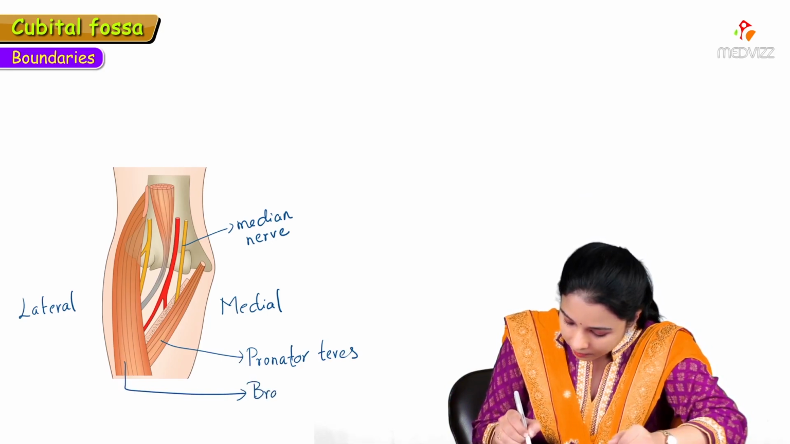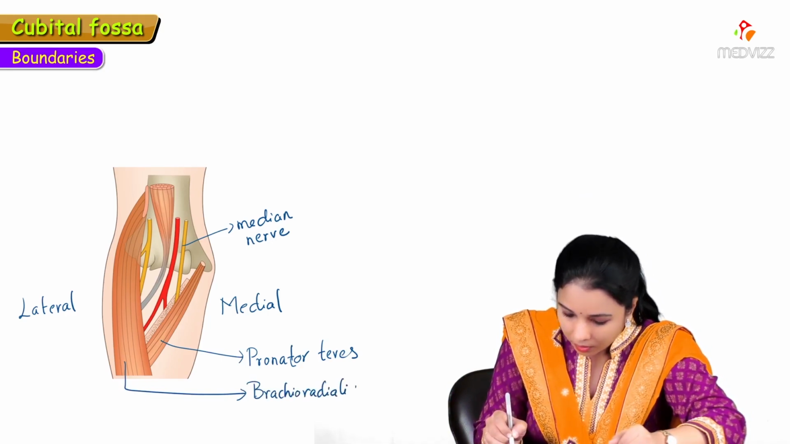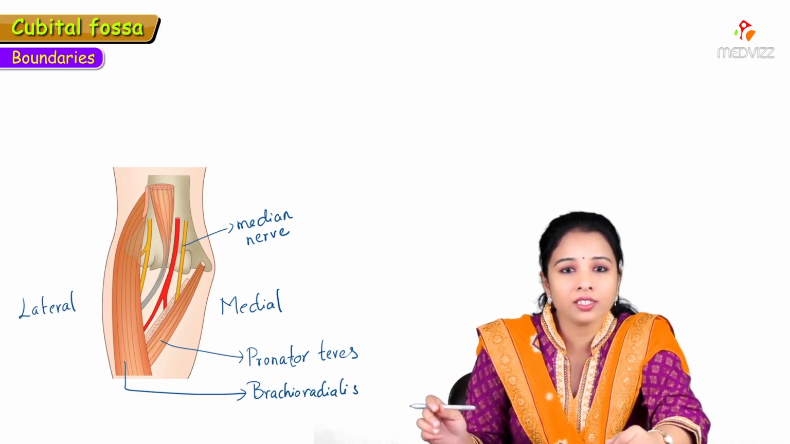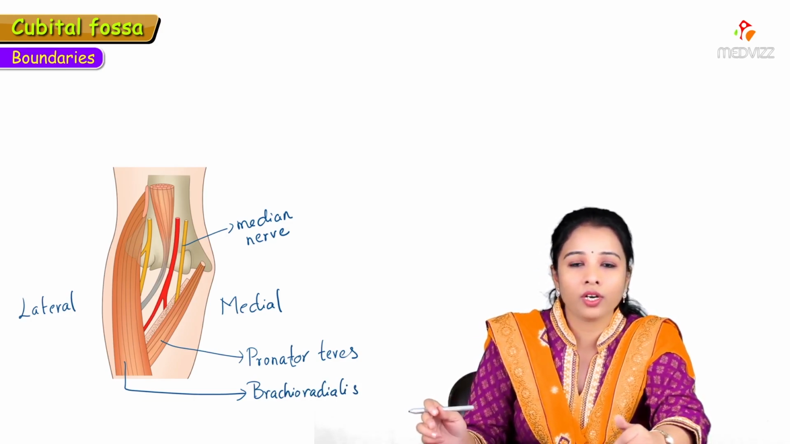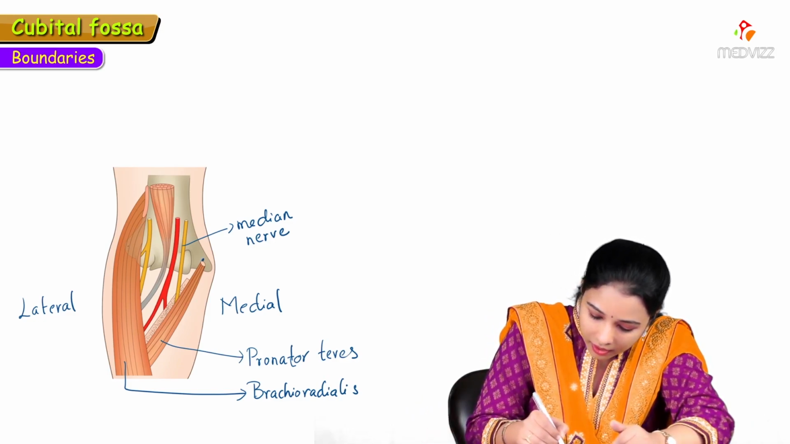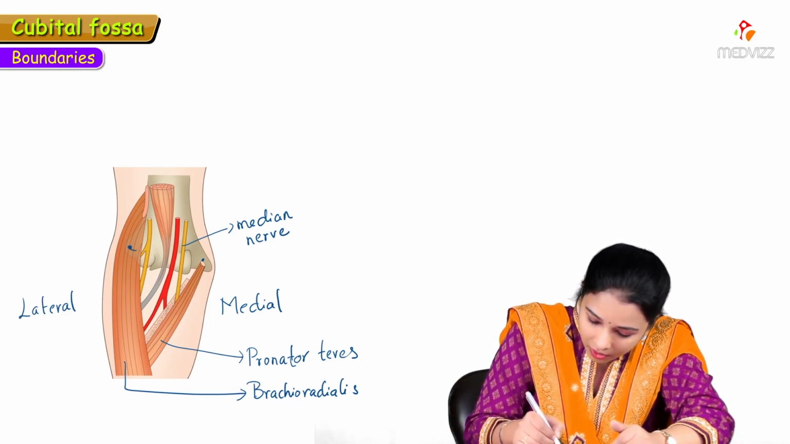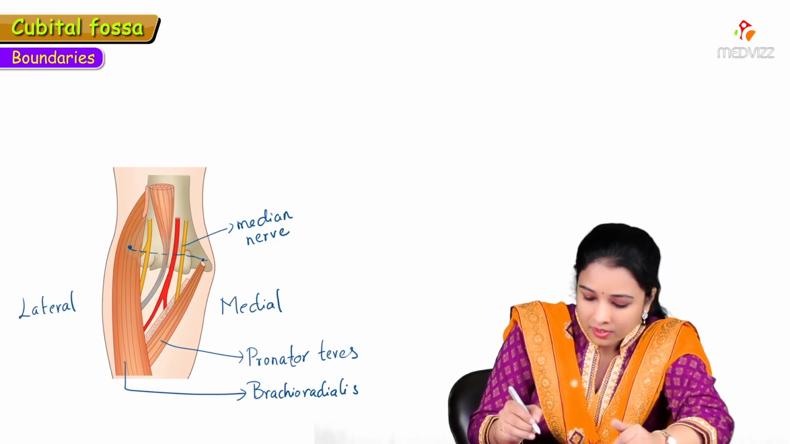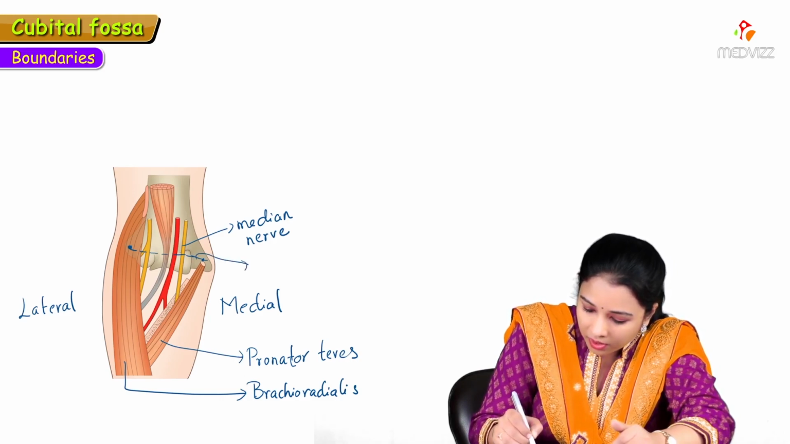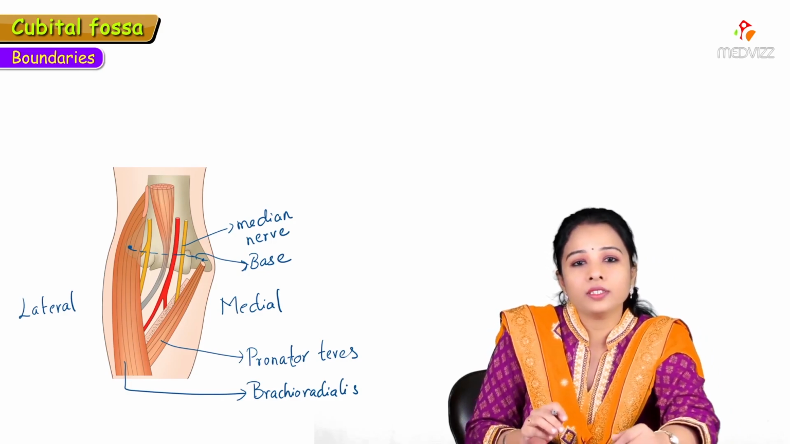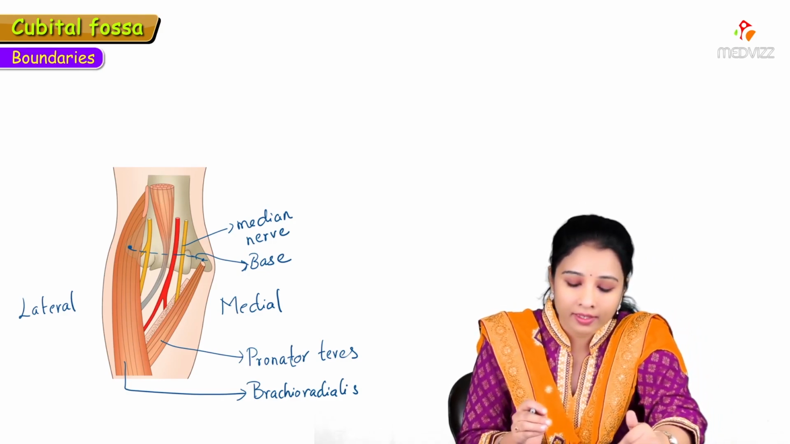This is brachioradialis. And base of it, it is an imaginary line connecting the two epicondyles of humerus. So we know this is the medial epicondyle, and here hiding below the brachioradialis is the lateral epicondyle. So if we draw an imaginary line joining these 2 points, this forms the base of the triangle. And apex is the meeting point of medial and lateral boundaries.